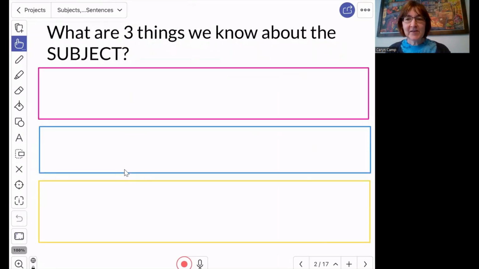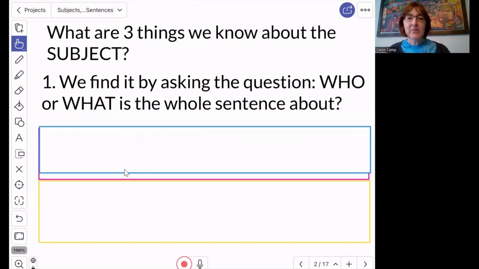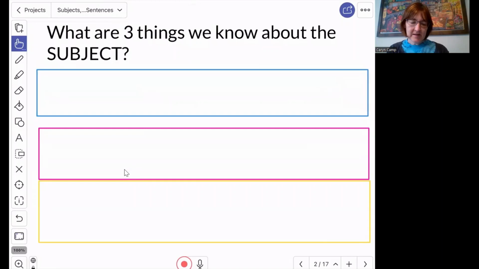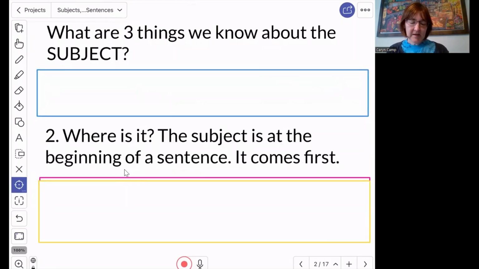So first, let's review. What are three things that we know about the subject? Okay, one is that we find it by asking the question, who or what is the whole sentence about? The next thing we know is where is it? Where is the subject? The subject is at the beginning of a sentence. It comes first.